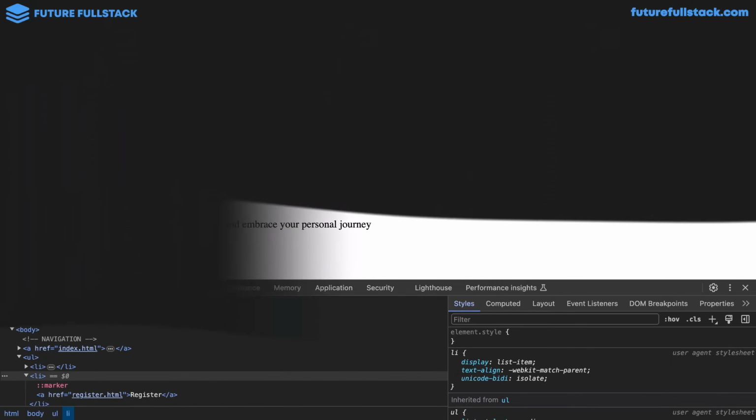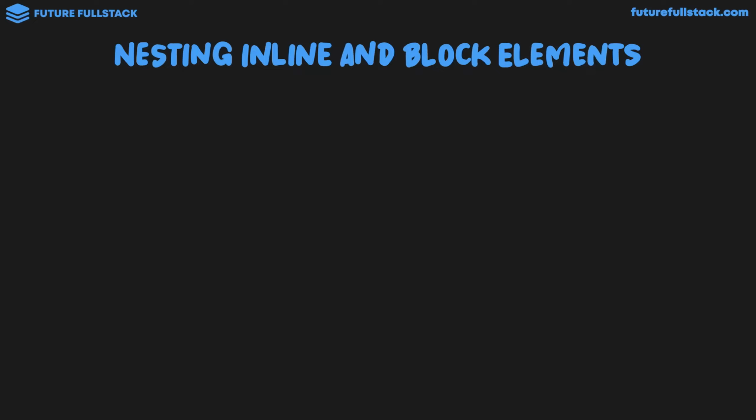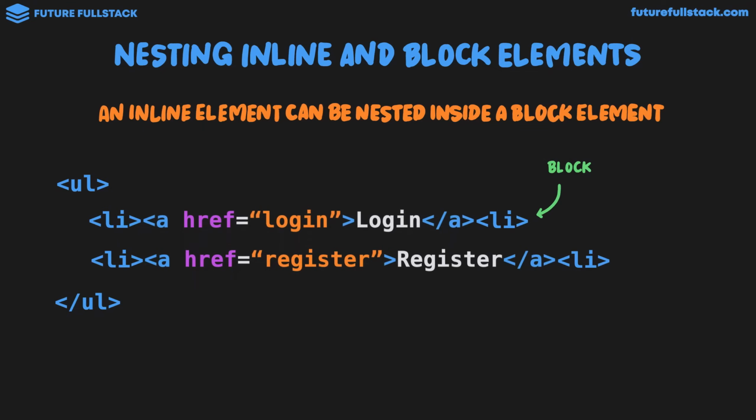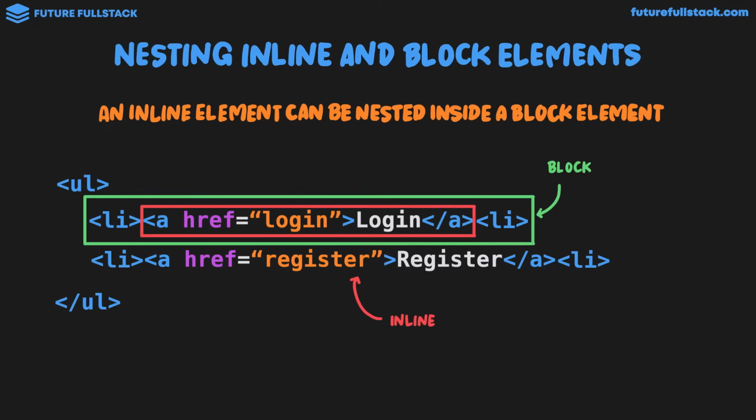To understand it, we need to look at nesting inline and block elements. An inline element can be nested inside a block element. Taking a look at the navigation bar on the Quill homepage, we have list tags, which are block elements. And inside our list tags, we have anchor tags, the login and register links. Anchor tags are inline elements. So we can see here, we have a block element, which is wrapping an inline element. So that is why the anchor tags and images we saw are not appearing next to each other. It's because they're being wrapped by a block element, which always starts on a new line and occupies its full width.